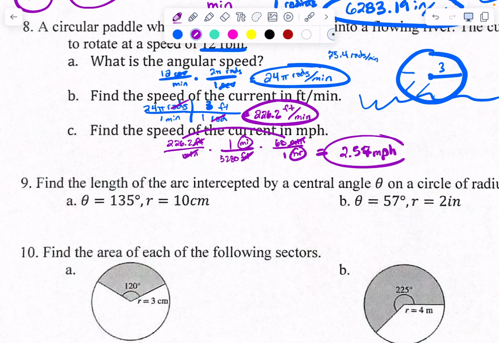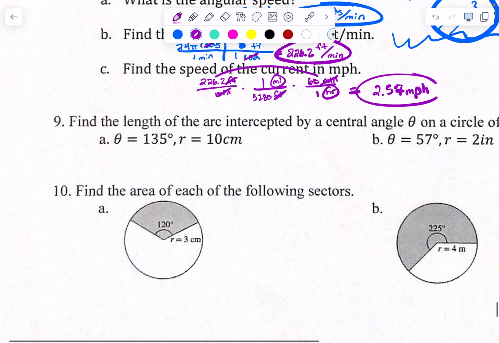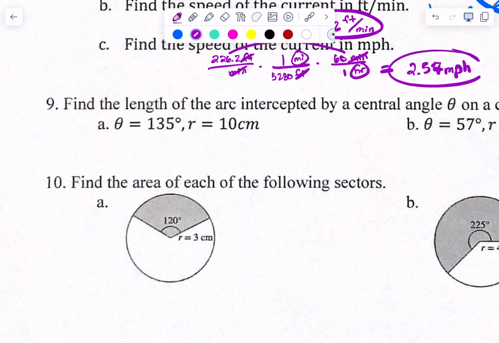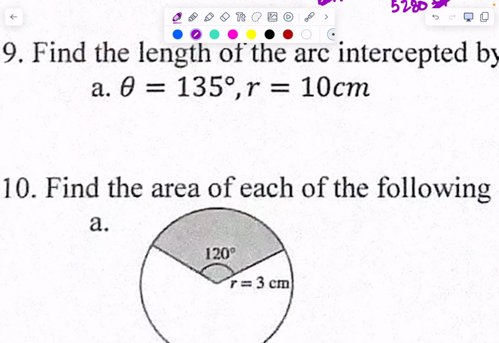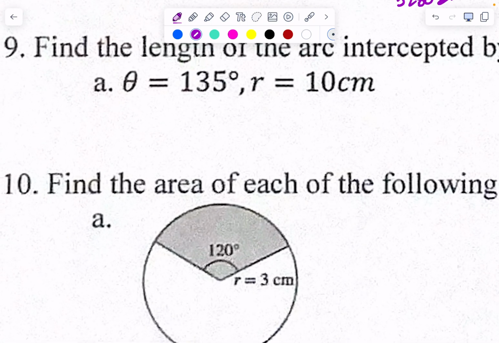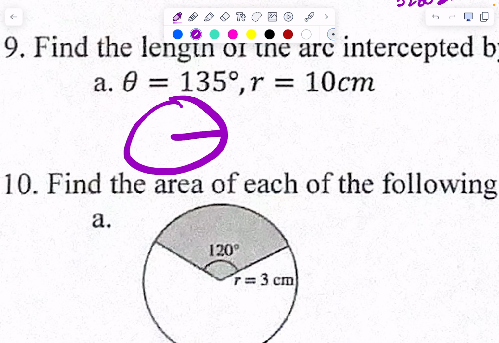2.57 miles per hour. Okay. I'm going to do 9A and 10A, and you're going to do 9B and 10B if you haven't already done so. Here's my circle. 135 degrees. How big is that, approximately? What quadrant? Second quadrant, 135 degrees.